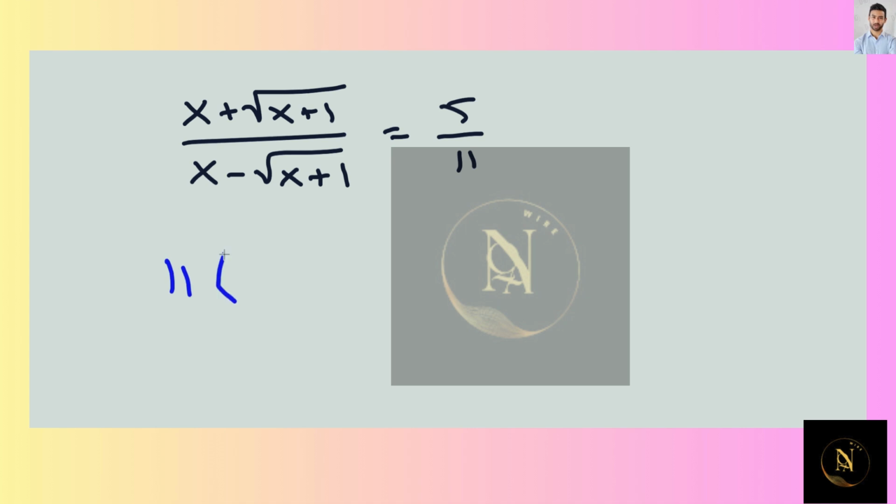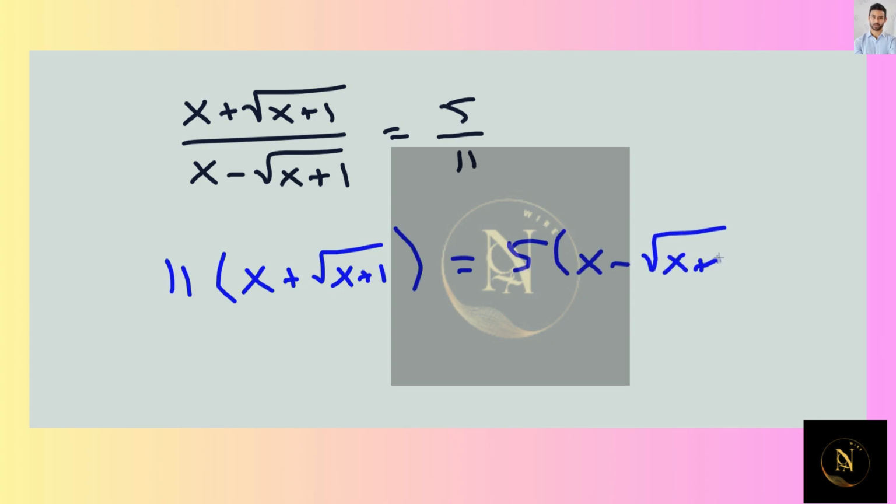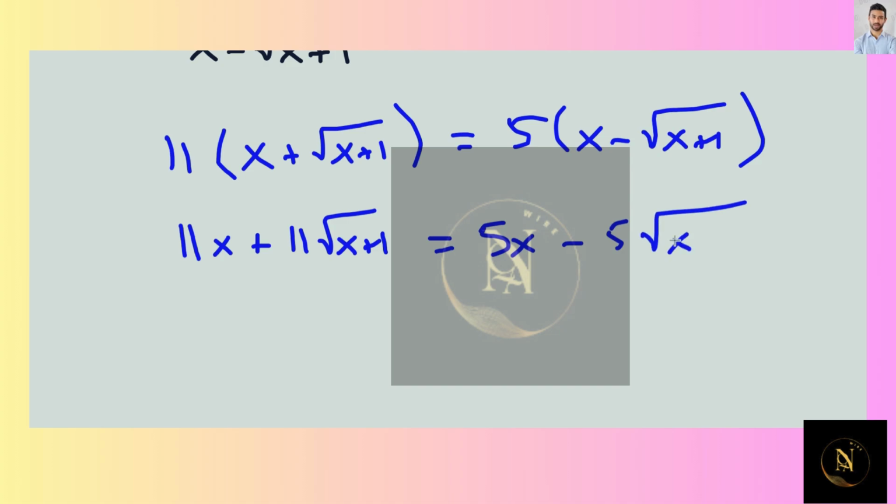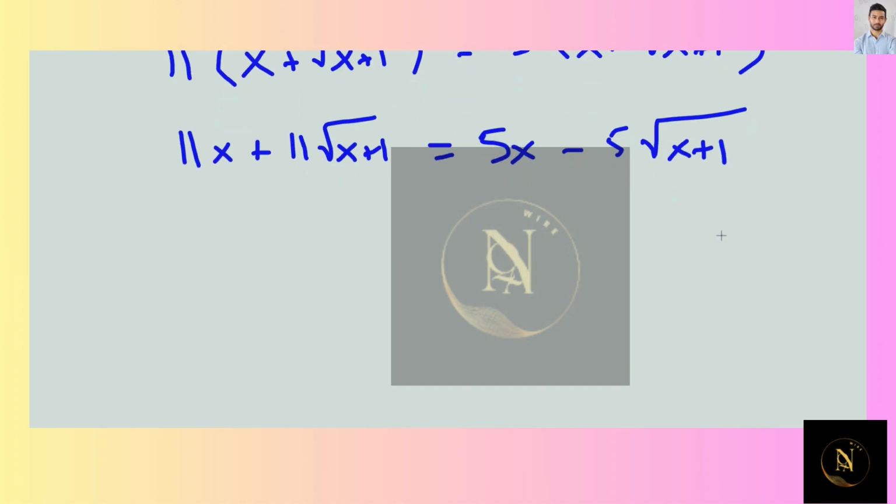Start by cross multiplying. 11 times x plus the square root of x plus 1 equals 5 times x minus the square root of x plus 1. Then you can distribute the 11 on the left-hand side to get 11x plus 11 times the square root of x plus 1, and distribute the 5 on the right to get 5x minus 5 times the square root of x plus 1.